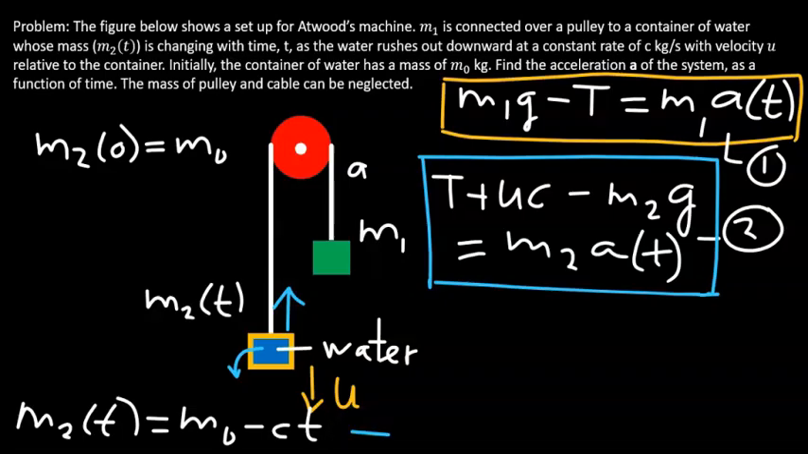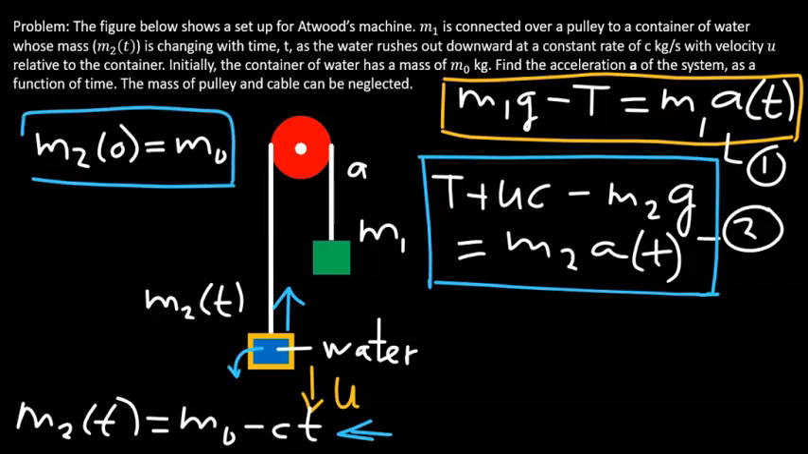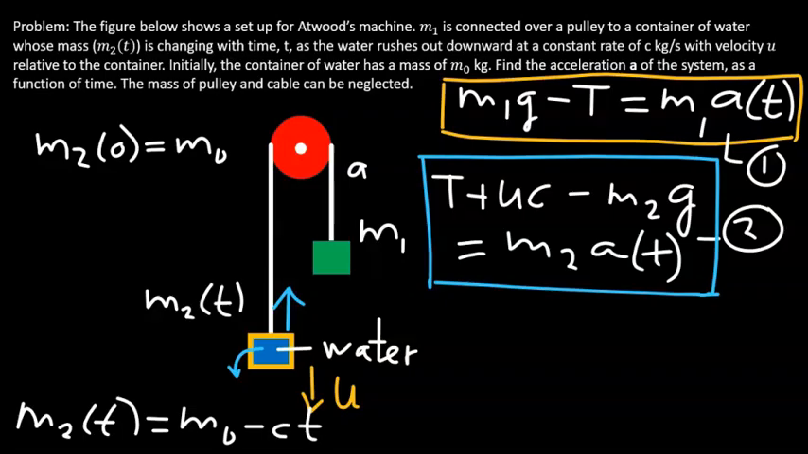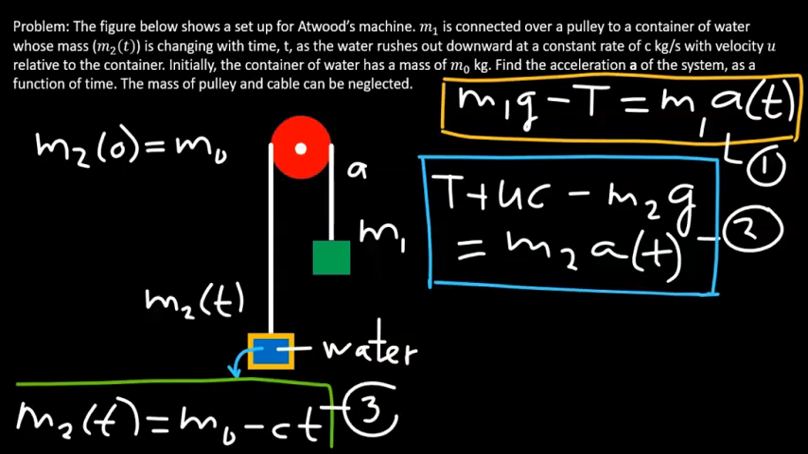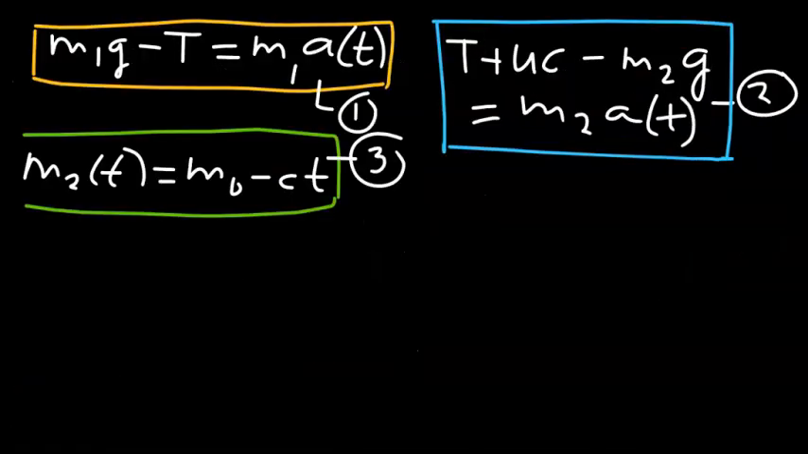You see that when t equals 0 in this equation, that gives you m0. So m2 at t equals 0 is m0. So the equation for m2 as a function of time that we have obtained here agrees with the given condition. So let's call this equation 3. So here are all the three equations.